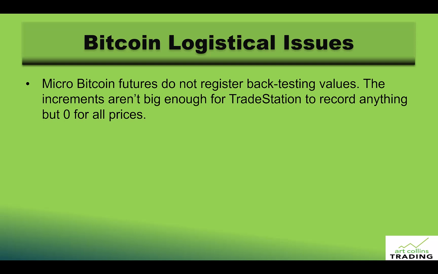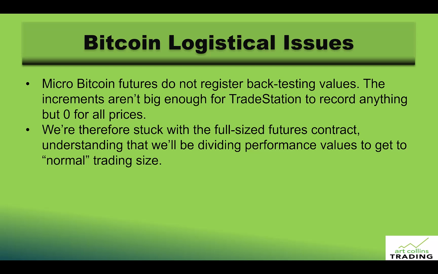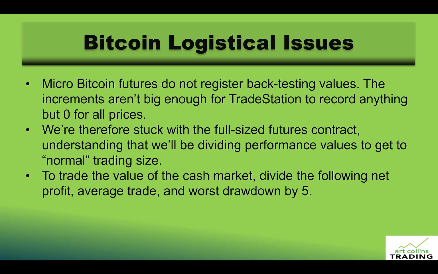We'll soldier on here. But unfortunately, it'd probably be most convenient under the circumstances to give you micro Bitcoin results, and you can do the multiplication from there on how many contracts you want to hold. But unfortunately, micro Bitcoin futures do not register back testing values. The increments aren't big enough for TradeStation to record anything but zero for all prices. So that's not helpful. We're therefore stuck with the full-sized futures contract, understanding that we'll be dividing performance values to get to normal trading size.